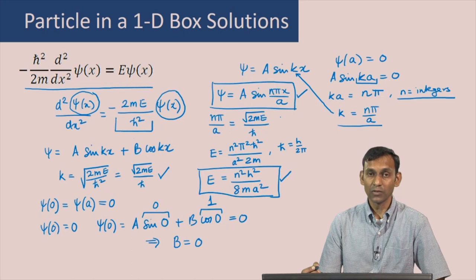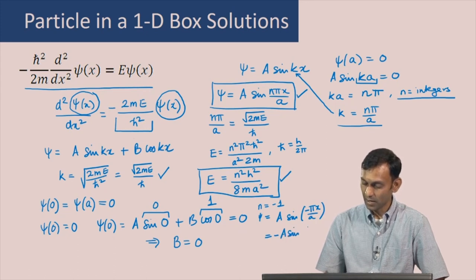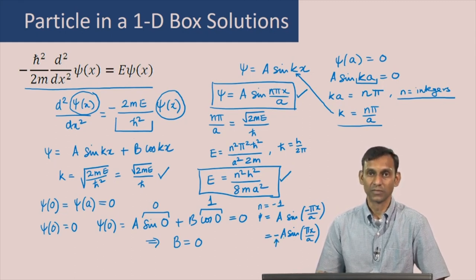Now, the question is, is 0 allowed? If you substitute 0 into this expression, you will see that the wave function becomes simply psi is equal to 0. So, that is not allowed. What about negative integers? If you take n is equal to minus 1, for example, then you get psi is equal to A sine of minus 1 pi x over a, and we see that is nothing but minus of A times sine pi x over a. So, it is essentially the eigenfunction corresponding to n is equal to 1 multiplied by minus 1. And so, it does not really give us a new solution.